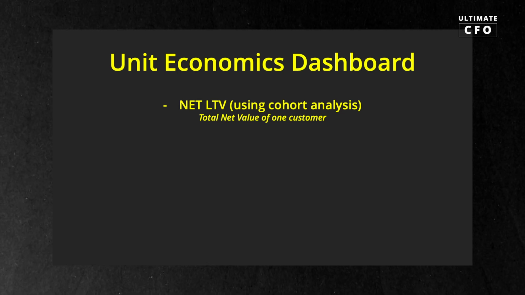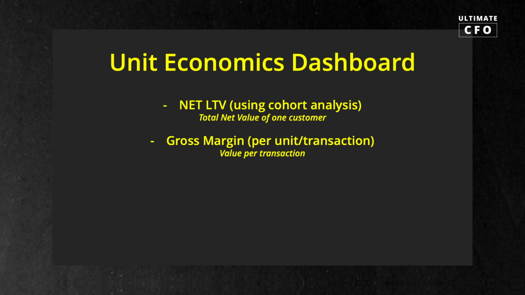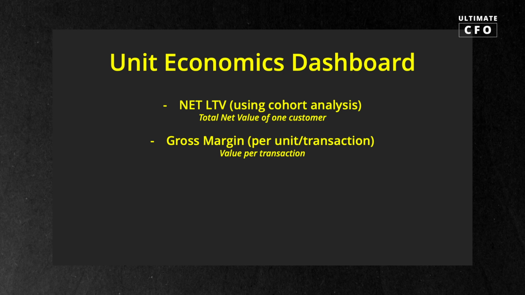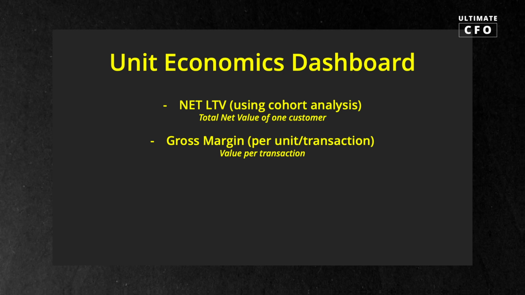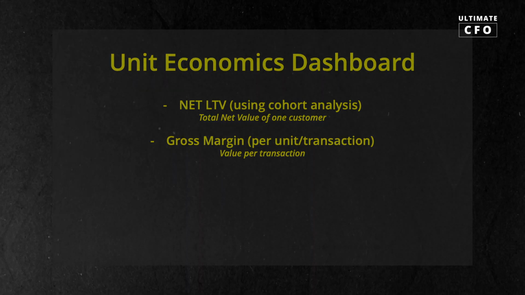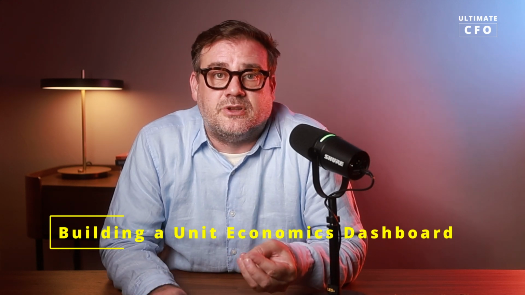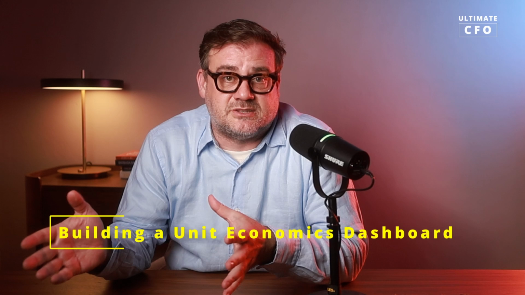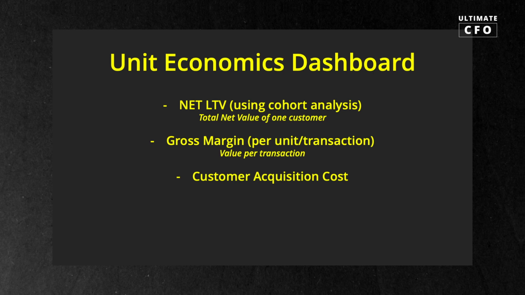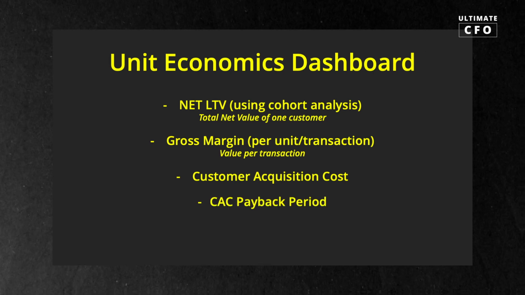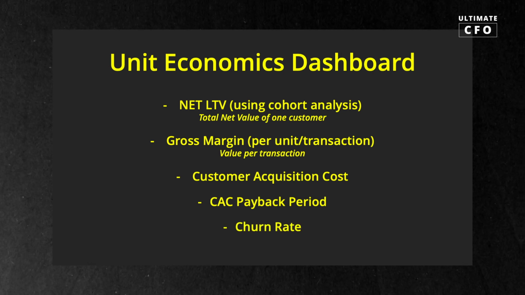Second, the gross margin per unit. This reveals the immediate profitability of your core product or service delivery before acquisition costs. So this would be income minus cost for, let's say, each food delivery, for example. Whereas LTV, on the other hand, would show the amount of money a food delivery platform is making from each customer over the lifetime. Next, you should be tracking your customer acquisition cost over time. You should be tracking your CAC payback period. And finally, the churn rate broken down by cohort, if you can do this.